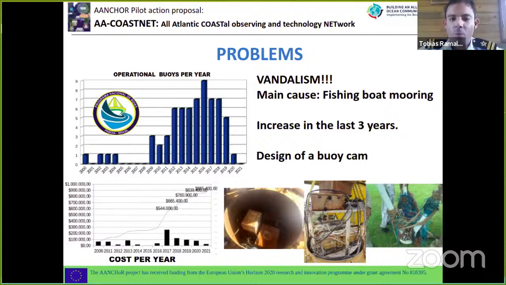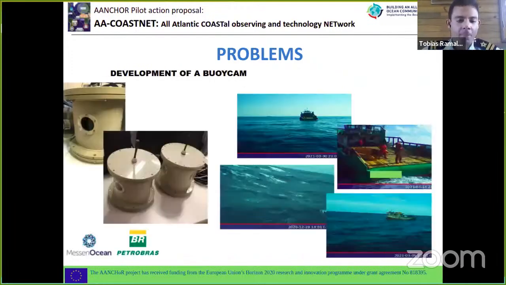So since the beginning of the program, we have almost $1 million of loss. Material loss caused by the vandalism. It's been increasing in the last three years. And one thing that we are doing right now is designing a Brazilian buoy camera, a buoycam. The name of the company is Moacyr Ocean. So we designed this buoycam together in the project with Petrobras.